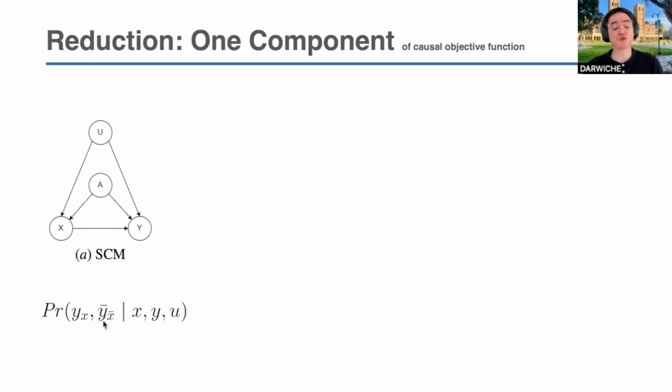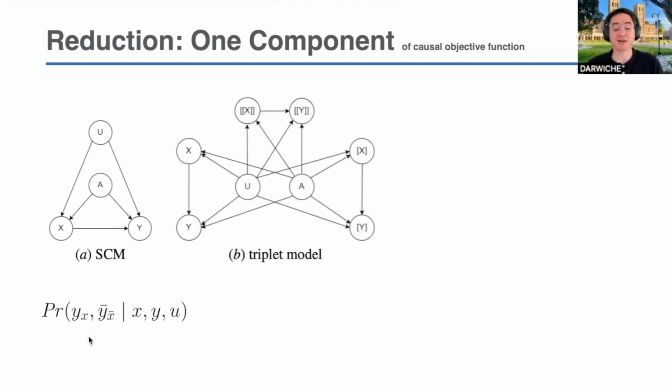In this case, I need to talk about three different worlds. The world in which X and Y are true, another world in which if I set X to false, then Y becomes false, and a third world in which if I set X to true, I get Y is true. So I need what we call a triplet model. In the tutorial yesterday, we only talked about twin models because we were looking at simpler counterfactual queries.